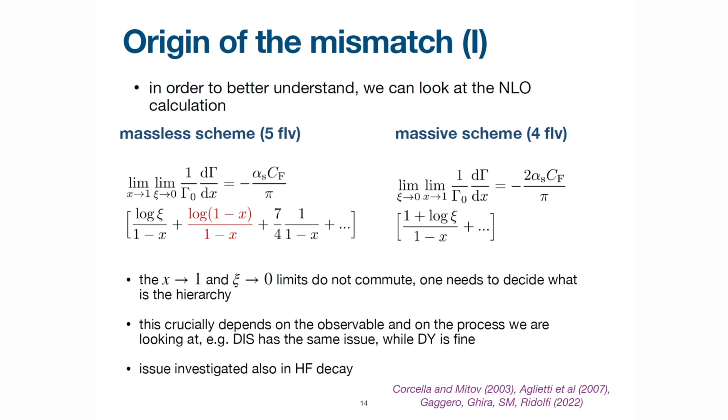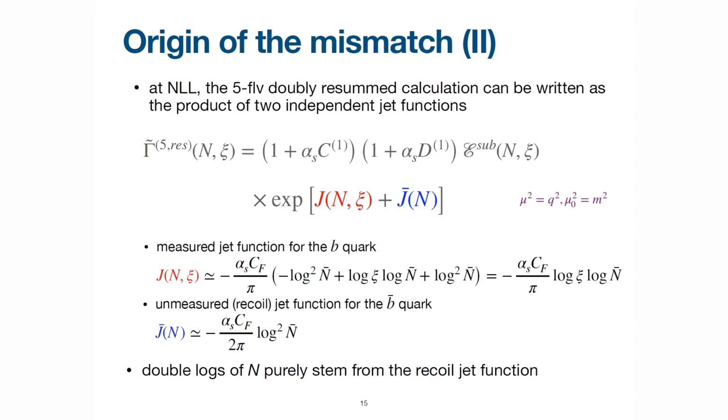I should say, Corcella and Mitov pointed this out in the context of deep inelastic scattering. Aglietti, Ferrera, and collaborators in the context of B to s gamma decays. So what is the origin of this mismatch?